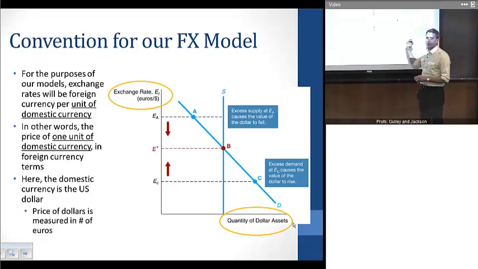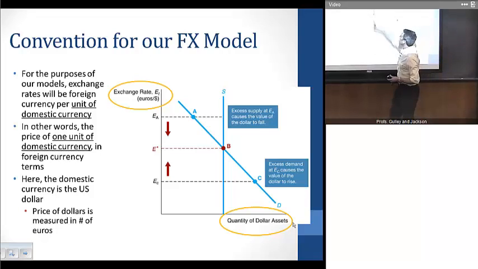And so in terms of thinking about the exchange rate in this convention, we're always going to be measuring the value of domestic denominated assets in terms of the amount of foreign currency it takes to buy 1 unit of domestic assets. Okay, so in other words, what that means is that if we're looking at the U.S. economy and we're considering the dollar exchange rate, it's going to be the number of euros per unit of domestic currency, in this case, per unit of dollar.